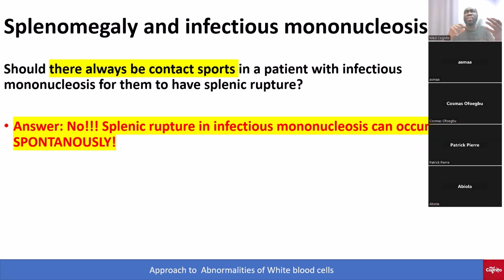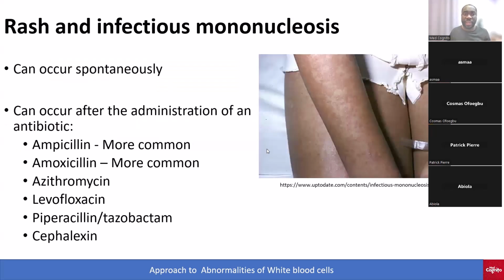A 23-year-old male comes in with lightheadedness, fever and sore throat, and looks pale with left upper quadrant tenderness. No recent trauma, no recent contact sports. What's your diagnosis? Splenic rupture secondary to infectious mononucleosis. Boom. Then we are done. Okay? Good. Now, let's also talk about the rash in infectious mononucleosis.